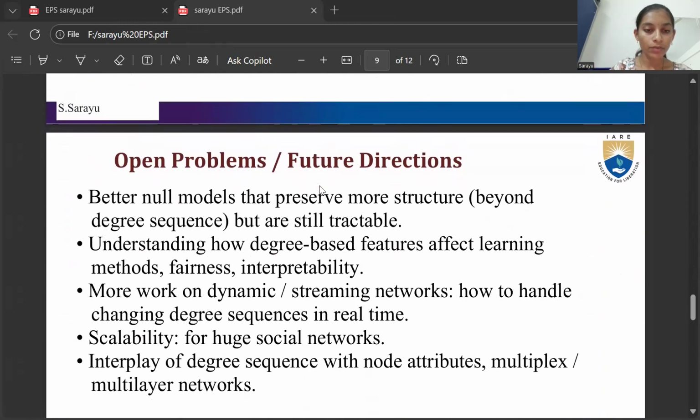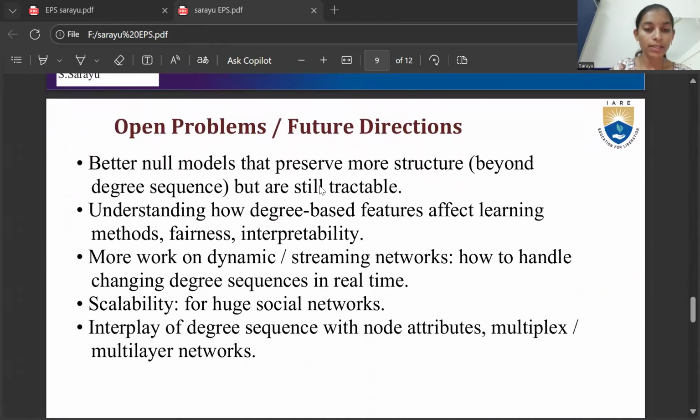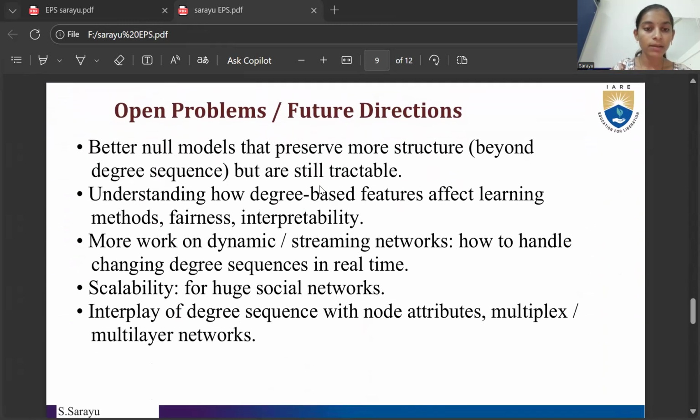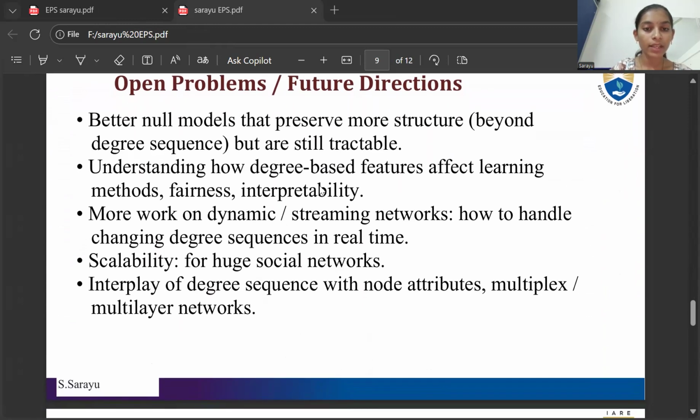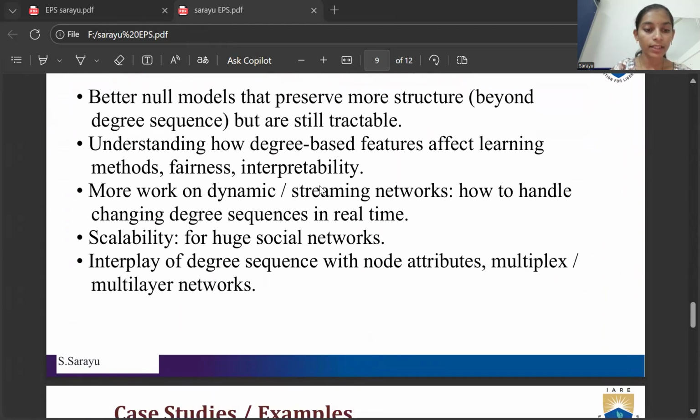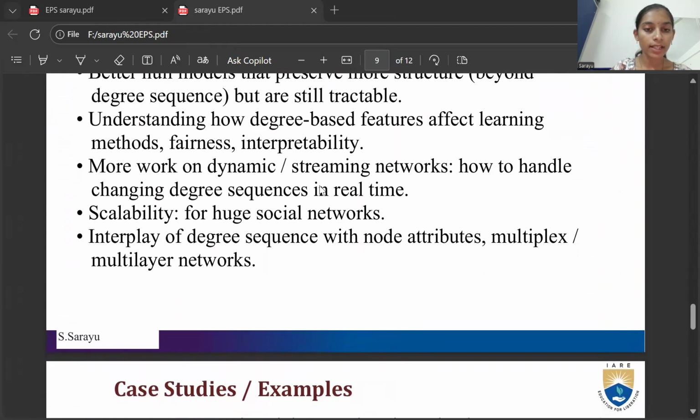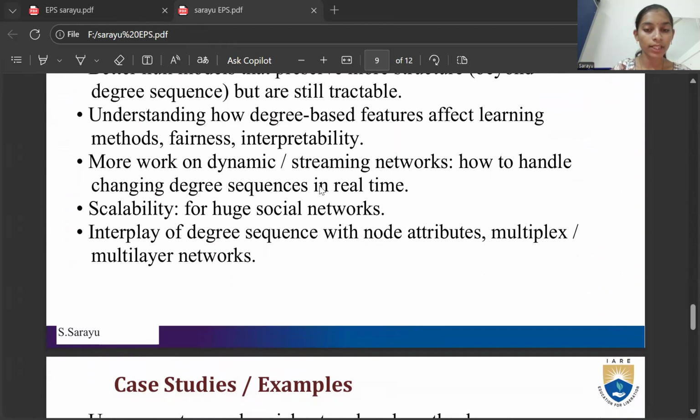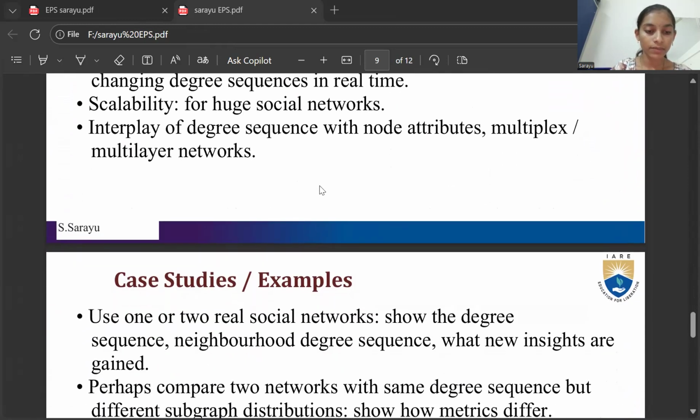Open problems and future directions. Better null models that preserve more structure but are still tractable. Understanding how degree based features affect learning methods, fairness, and interpretability. More work on dynamic streaming networks: how to handle a changing degree sequence in real time. Scalability for huge social networks. The interplay of the degree sequence with node attributes, and with multiplex and multilayer networks.